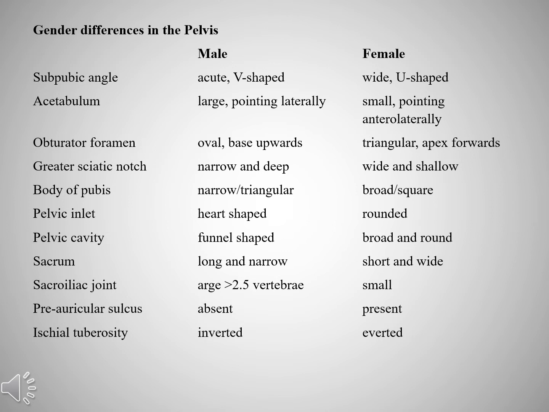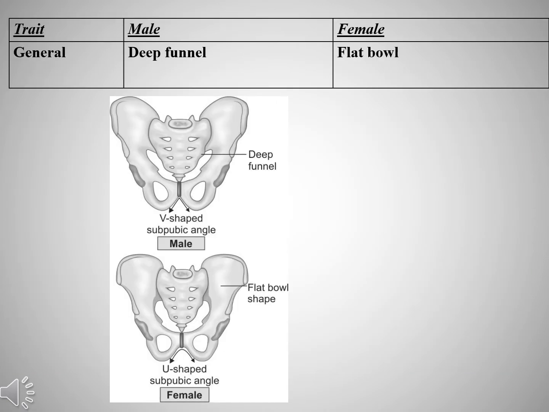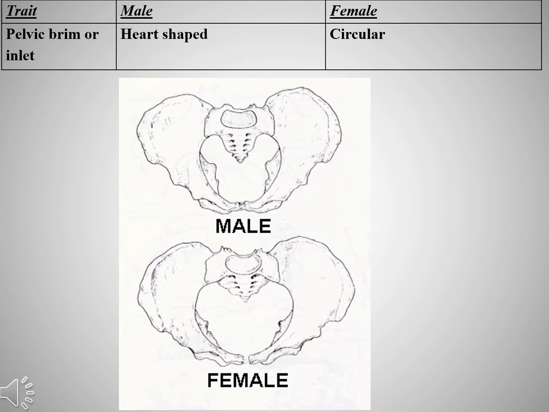In this table, we can see the male and female gender differences in the pelvis. In the male pelvis, the general size is larger and it's more massive and marked muscle attachments are there, whereas in the female pelvis, the size is generally small and smoother. The shape of the male pelvis is a deep funnel, whereas the female pelvis is generally a flat bowl shape. The pelvic brim or the pelvic inlet in the male pelvis is heart shaped and in the female it's circular shaped.